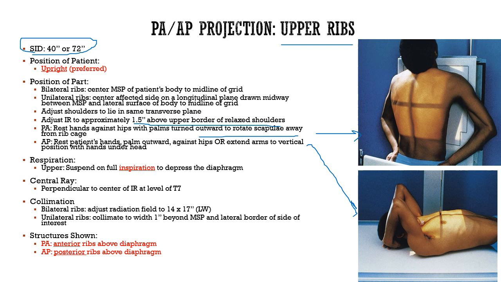For upper ribs, we're going to perform this on inspiration to depress the diaphragm, and we want to center at the level of T7. For the bilateral ribs, we're going to adjust the field of our image receptor to 14 by 17 lengthwise, and for unilateral, we're going to collimate to the width 1 inch beyond the mid-sagittal plane and the lateral border of the side of interest. PA projections are for anterior ribs above the diaphragm, and the AP projection is for posterior ribs above the diaphragm.